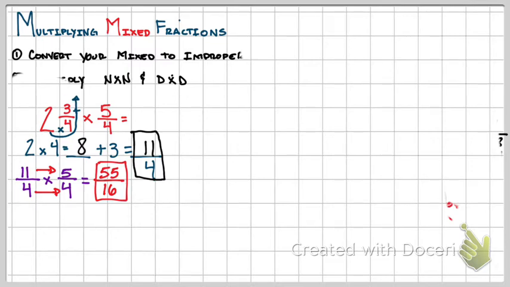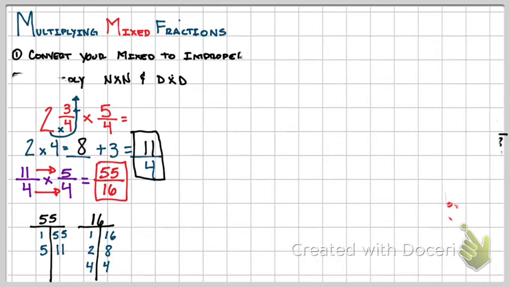So let's try to reduce it. Make a T-chart for each number, 55 and 16. What are my factors of 55? Well, I have 1 and 55. What else do I have? 5 and 11, and that's it. For 16, I have 1 and 16, 2 times 8, and 4 times 4. Very good.